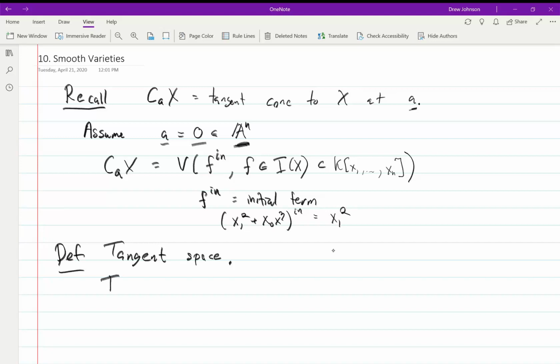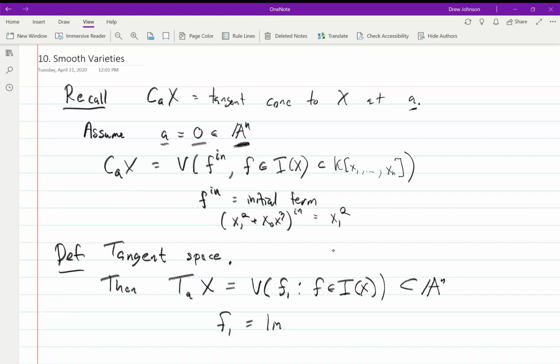Then the tangent space to X at A, I'll write T_A(X), will be just the vanishing of f_1, where f is in the ideal of X. And that'll be a subset of A^n. All right, what is this f_1? So f_1 will just be the linear term.